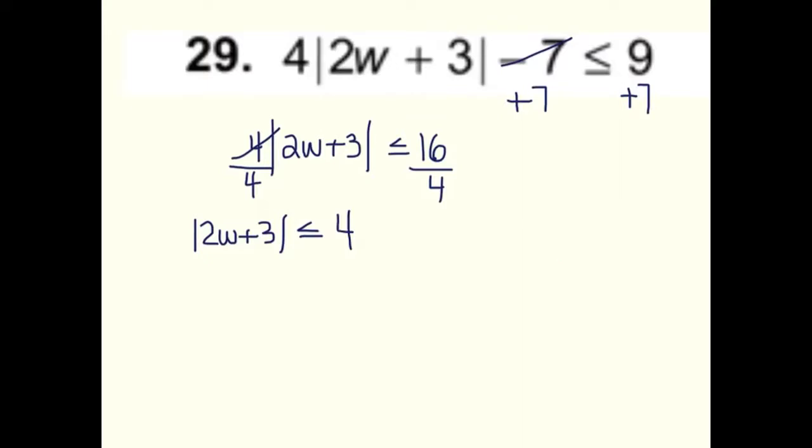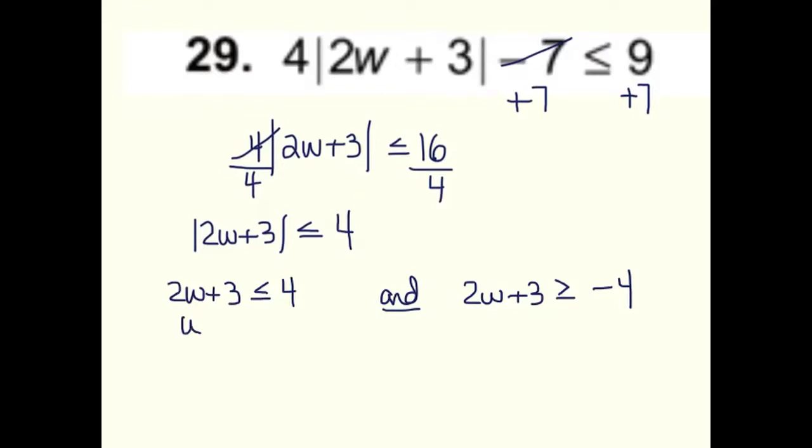Now we do the same thing we did last time. 2w plus 3 is less than or equal to 4. And 2w plus 3 is less than or equal to negative 4. Actually, sorry. When we do that, we actually have to flip the sign. Now it's greater than or equal to negative 4. Now we, once again, just find w.